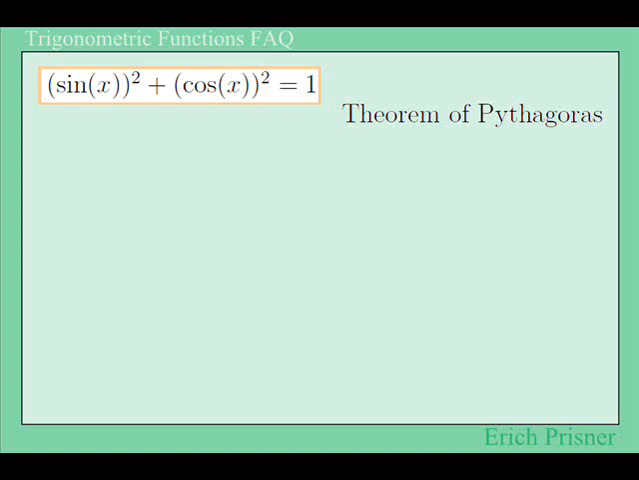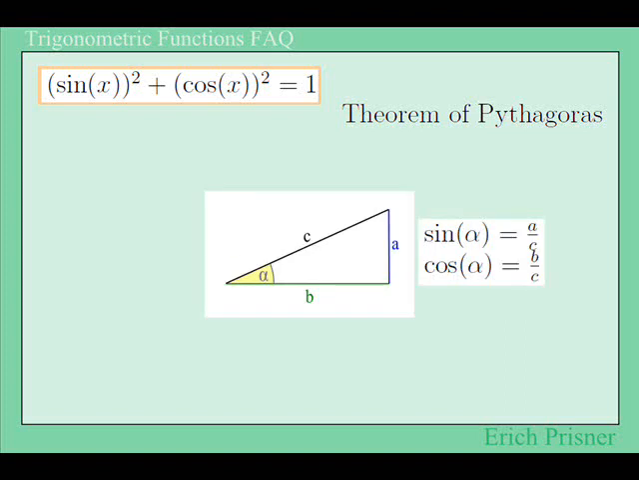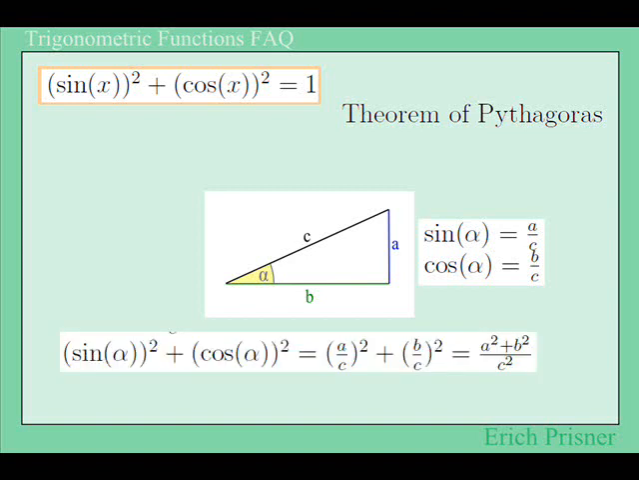the unit circle. For the right-angled triangle, since sine of alpha equals a over c and cosine of alpha equals b over c, we get sine of alpha squared plus cosine of alpha squared equals (a over c) squared plus (b over c) squared, which is (a squared plus b squared) over c squared. And this is equal to 1, since a squared plus b squared equals c squared for right-angled triangles.